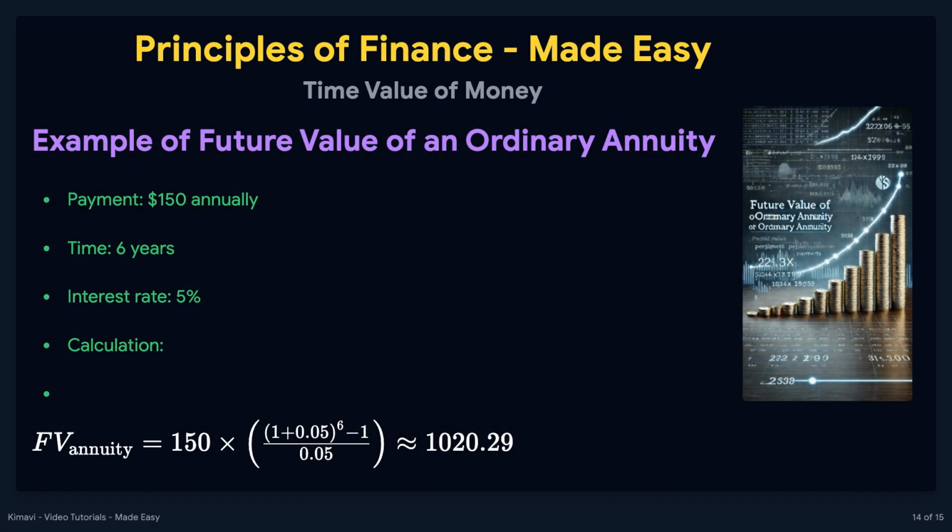If you invest $150 at the end of each year for 6 years at an annual interest rate of 5%, the future value of this ordinary annuity is calculated as follows. FV annuity equals 150 times ((1 plus 0.05) raised to the power of 6, minus 1), all divided by 0.05, which is approximately $1,020.29.